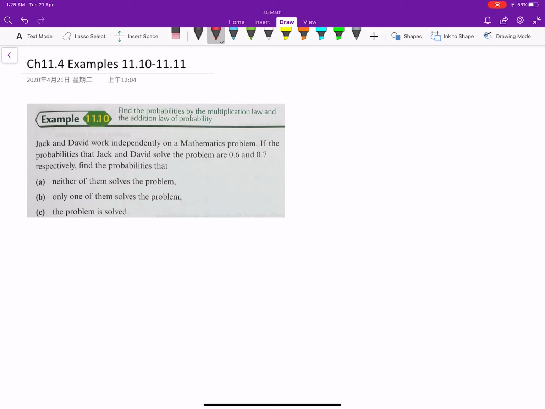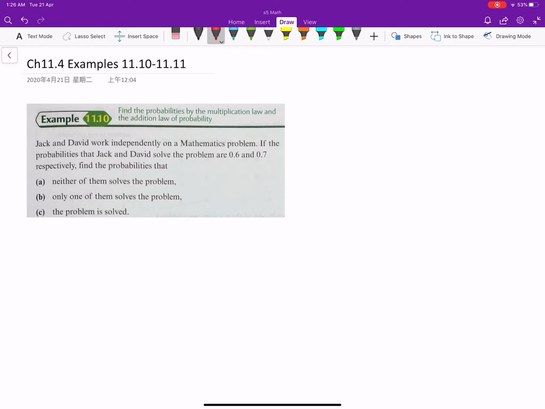Hello students, today I will show you how to do the following two examples. Okay, let's start. Jack and David work independently on a mathematics problem. If the probabilities that Jack and David solve the problem are 0.6 and 0.7 respectively, find the following probabilities.